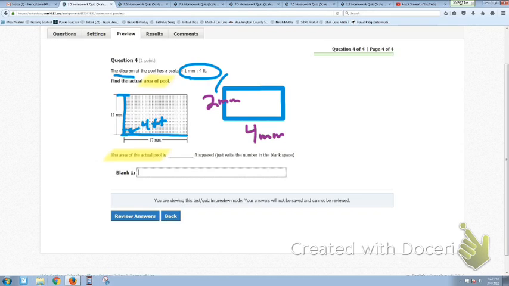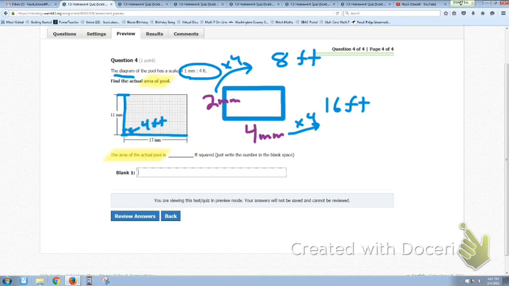That means that its actual size, the actual swimming pool, would be 4 times as big this way, and 4 times as big this way. So 2 times 4 is 8, and then 4 times 4 is 16. So the actual swimming pool is going to be some sort of swimming pool that's 8 feet by 16 feet. I guess that's a good enough swimming pool to enjoy, just a small one in the backyard, right? So an 8 foot by 16 foot swimming pool.